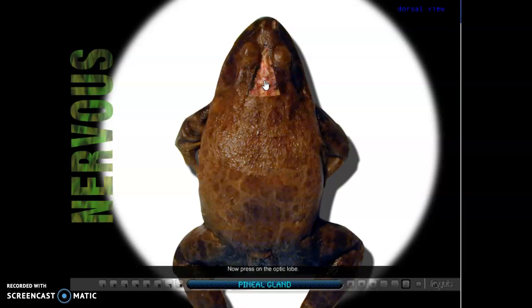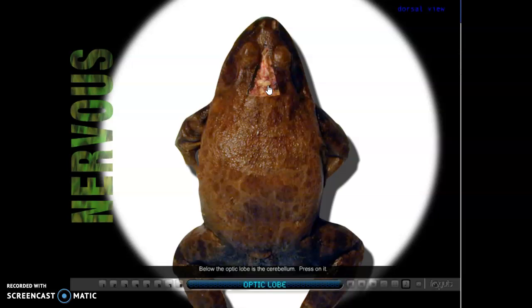Now press on the optic lobe. The optic lobe is one of the more developed regions of the frog brain. It receives visual information from the optic nerves, as well as sensory information from other parts of the body and brain.